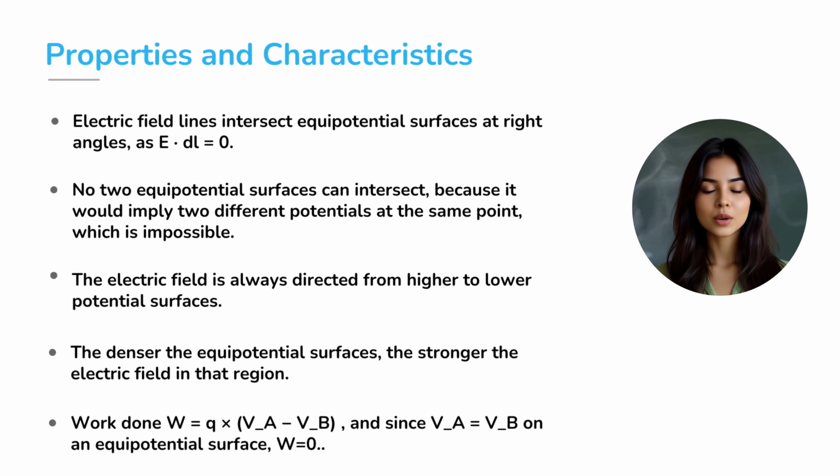Let's go deeper into the behavior of these surfaces. One key point: electric field lines always intersect equipotential surfaces at right angles. Why? Because there's no component of the electric field along the surface. Now, can two equipotential surfaces intersect? The answer is no, and here's why. If they did, that single point would have two different potentials, which is impossible. Remember, the electric field always points from higher to lower potential, and the steepest descent happens perpendicularly to equipotentials. We also know that the work done in moving a charge from point A to point B is W equals Q multiplied by VA minus VB. But on an equipotential surface, VA equals VB, so work done is 0.